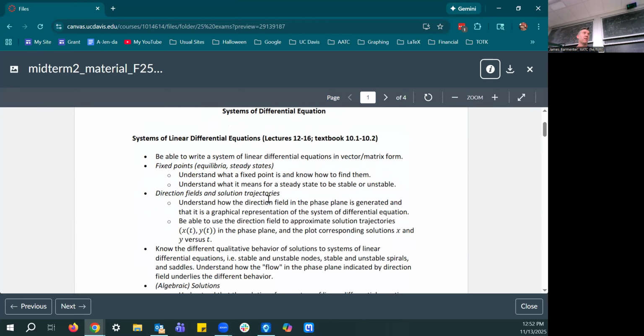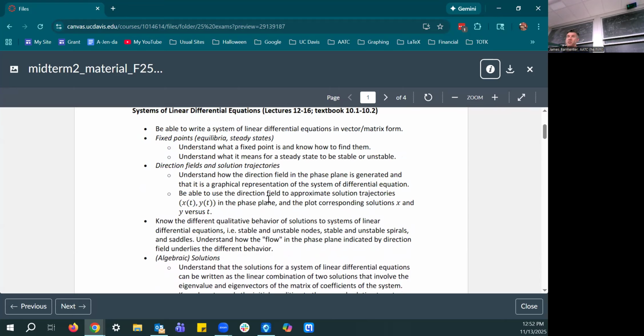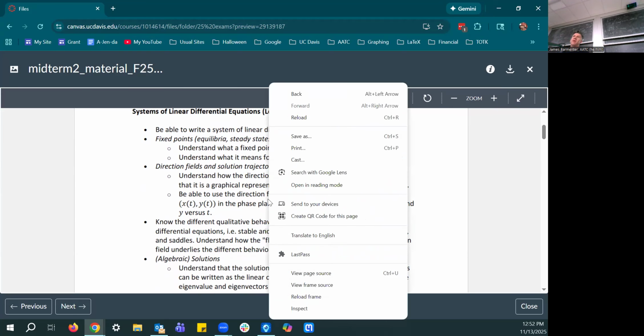You know how to find those. We found them a bunch. You're just setting each thing equal to zero and finding all the solutions. For linear systems, there's only one solution: 0, 0 if it's homogeneous, or whatever it is if it's non-homogeneous, which we find by setting them each equal to 0. Then we have to understand what it means for a steady state to be stable or unstable. I think we know about that too. You know how to determine the stability or instability by looking at the eigenvalues, which is maybe not the easiest, but the way that makes the most sense.